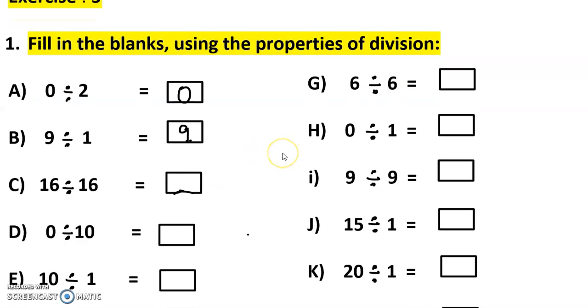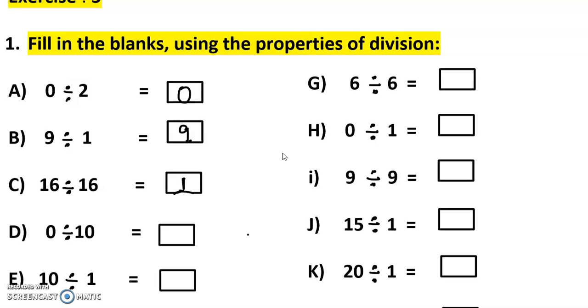Next, 16 divided by 16. If you divide the same number, 16 divided by 16, both are the same, so you will get 1 as the quotient.